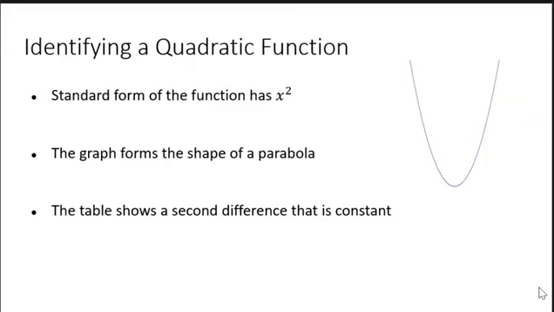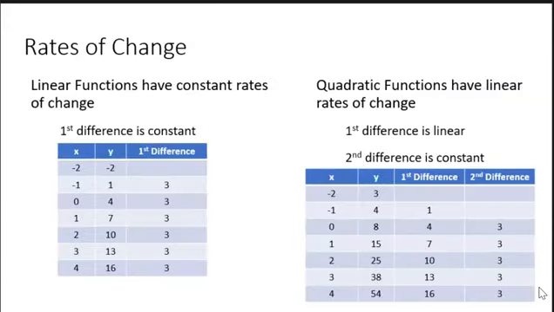The table of a quadratic function shows a linear first difference and constant second difference. The first and second differences that you can find in the table give further insight into the rate of change. Each type of function has a unique rate of change. For example, all linear functions have a constant rate of change, where the first difference is constant. All quadratic functions have a linear rate of change, where the first difference is linear and the second difference is constant.